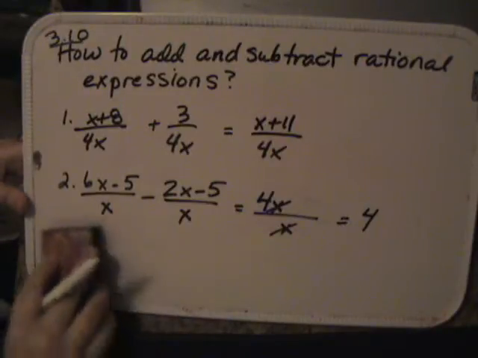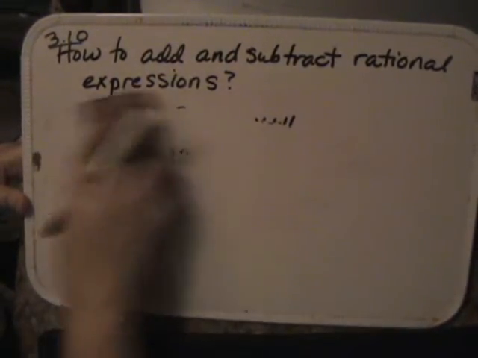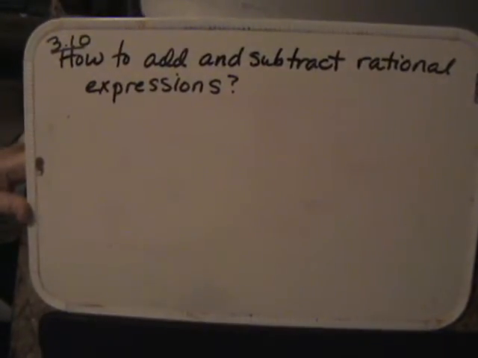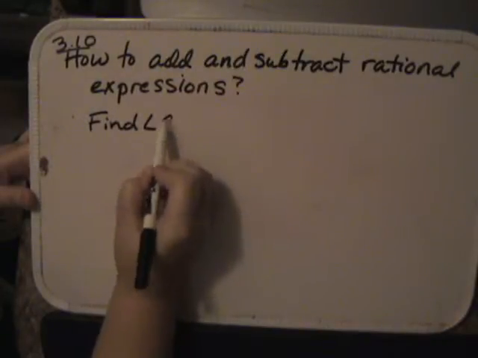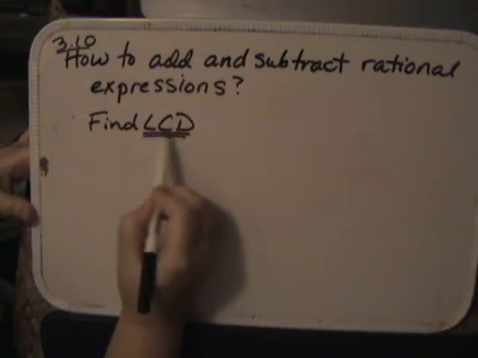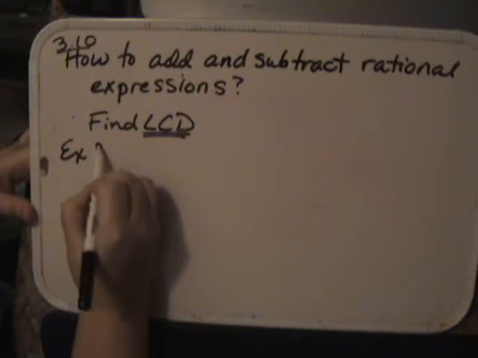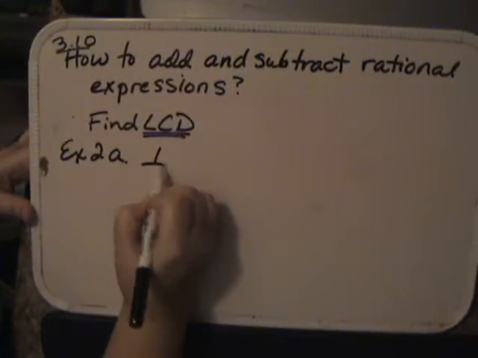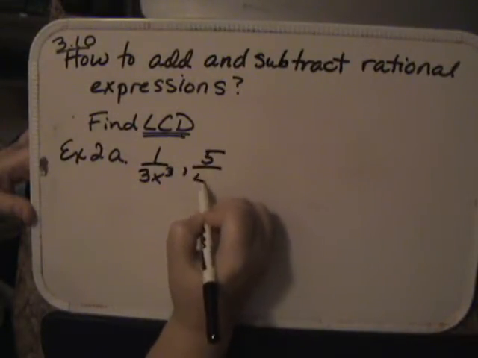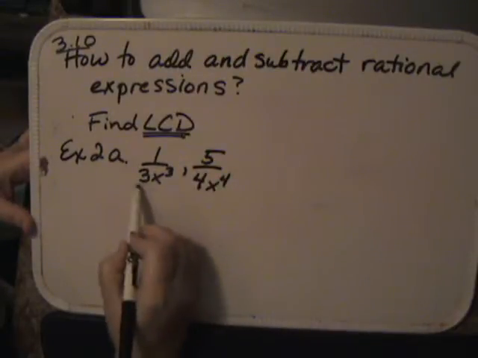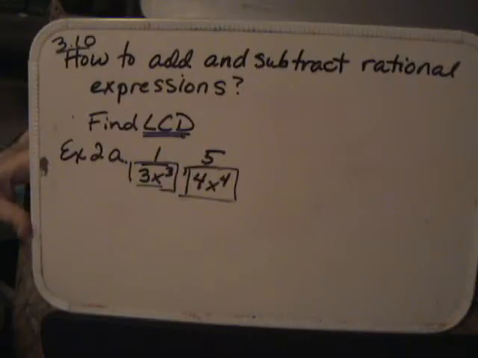For example 2. Example 2 is just finding the LCD. It says find the LCD. And when they ask you to find the LCD, we're only going to look at the denominators. So for example 2a, we have 1 over 3x cubed, and then we have 5 over 4x to the 4th. So we're focusing on these denominators in order to find the least common denominator.